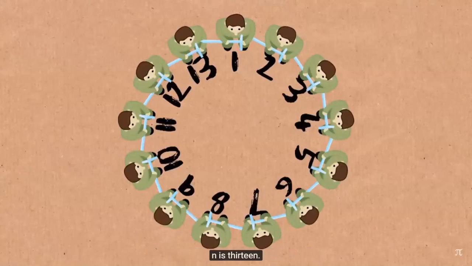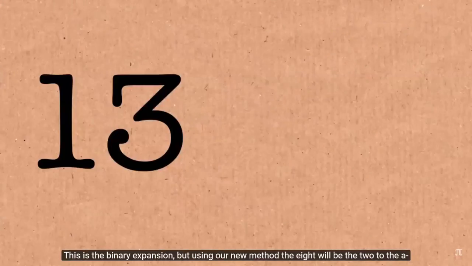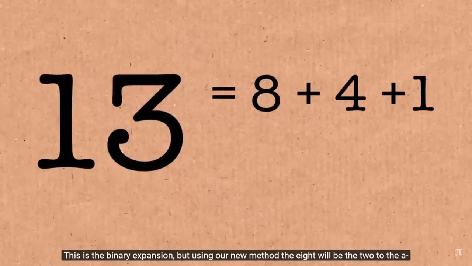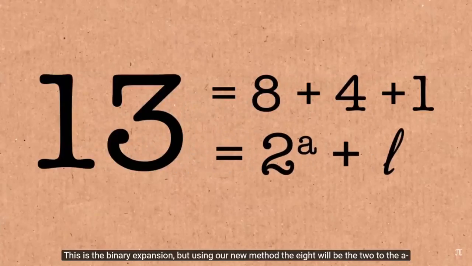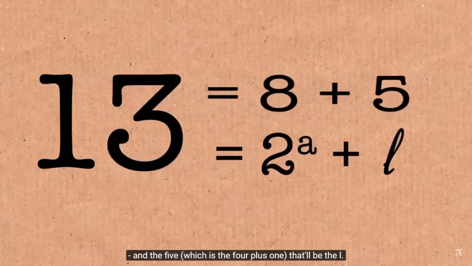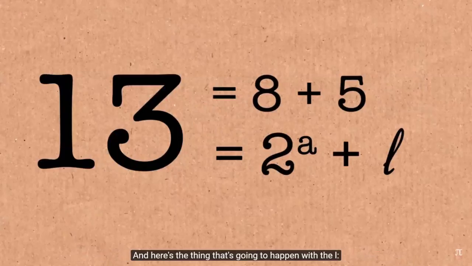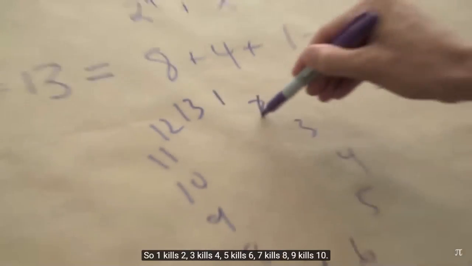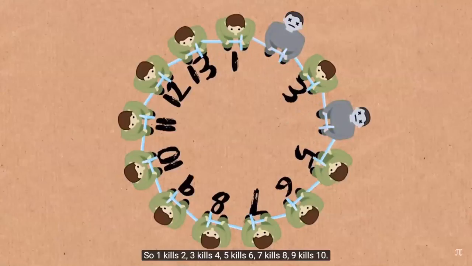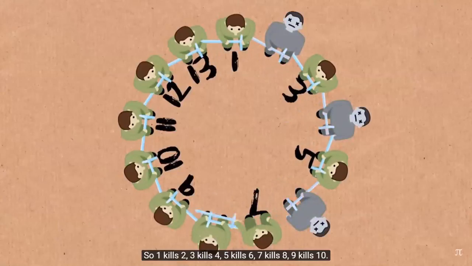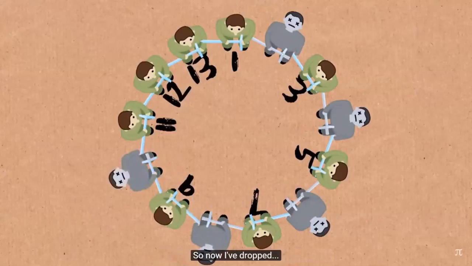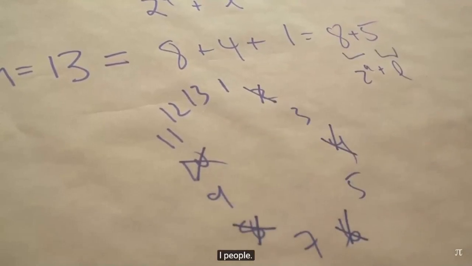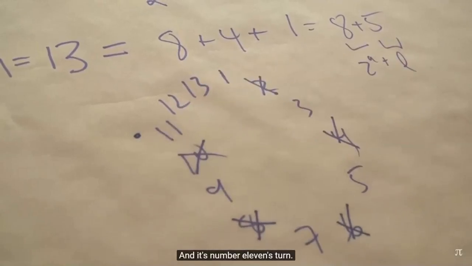How about we do 13? N is 13. This is the binary expansion, but using our new method, the 8 will be the 2 to the A, and the 5, which is the 4 plus 1, will be the L. And here's the thing that's going to happen with the L. I'm going to do 5 steps. So 1 kills 2, 3 kills 4, 5 kills 6, 7 kills 8, 9 kills 10. So now I've dropped L people, and it's number 11's turn.